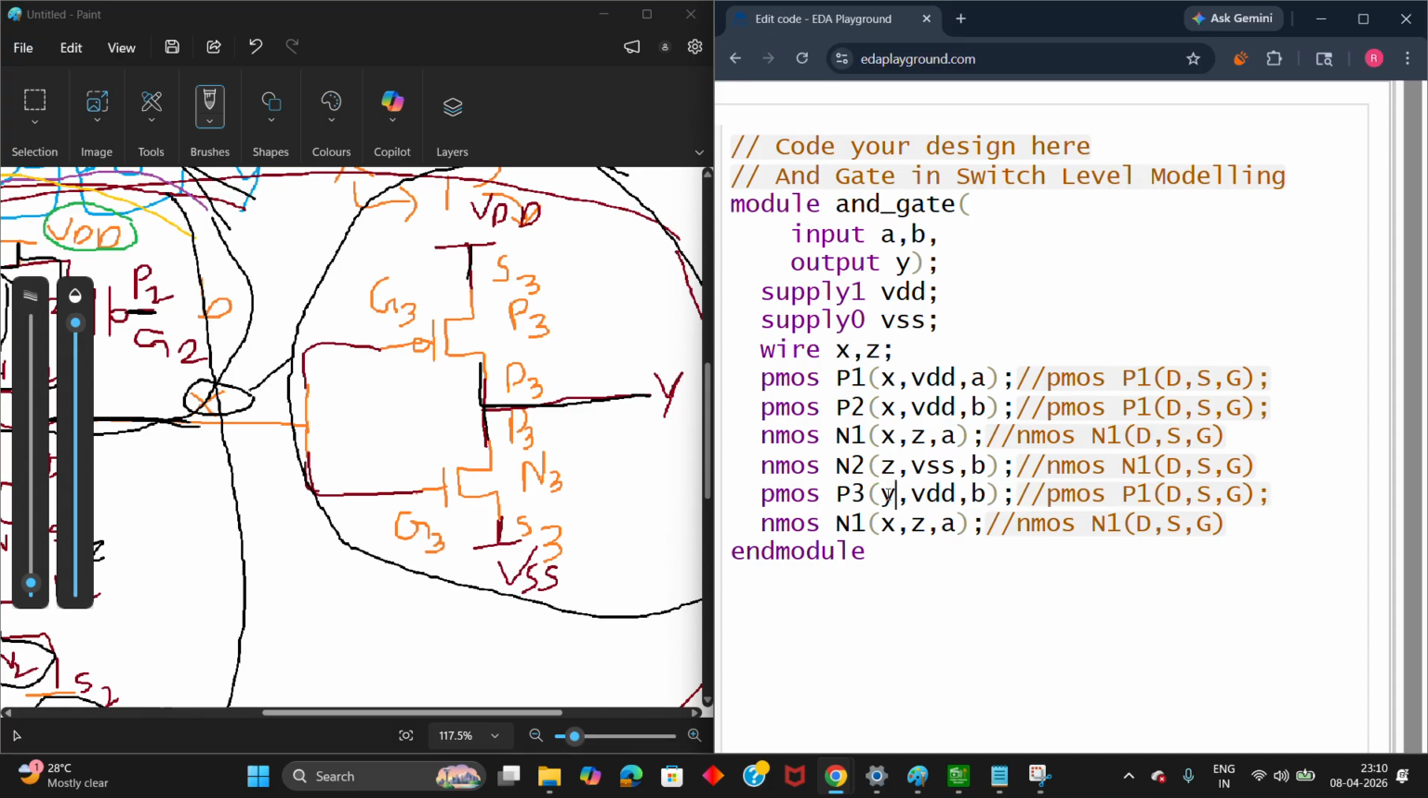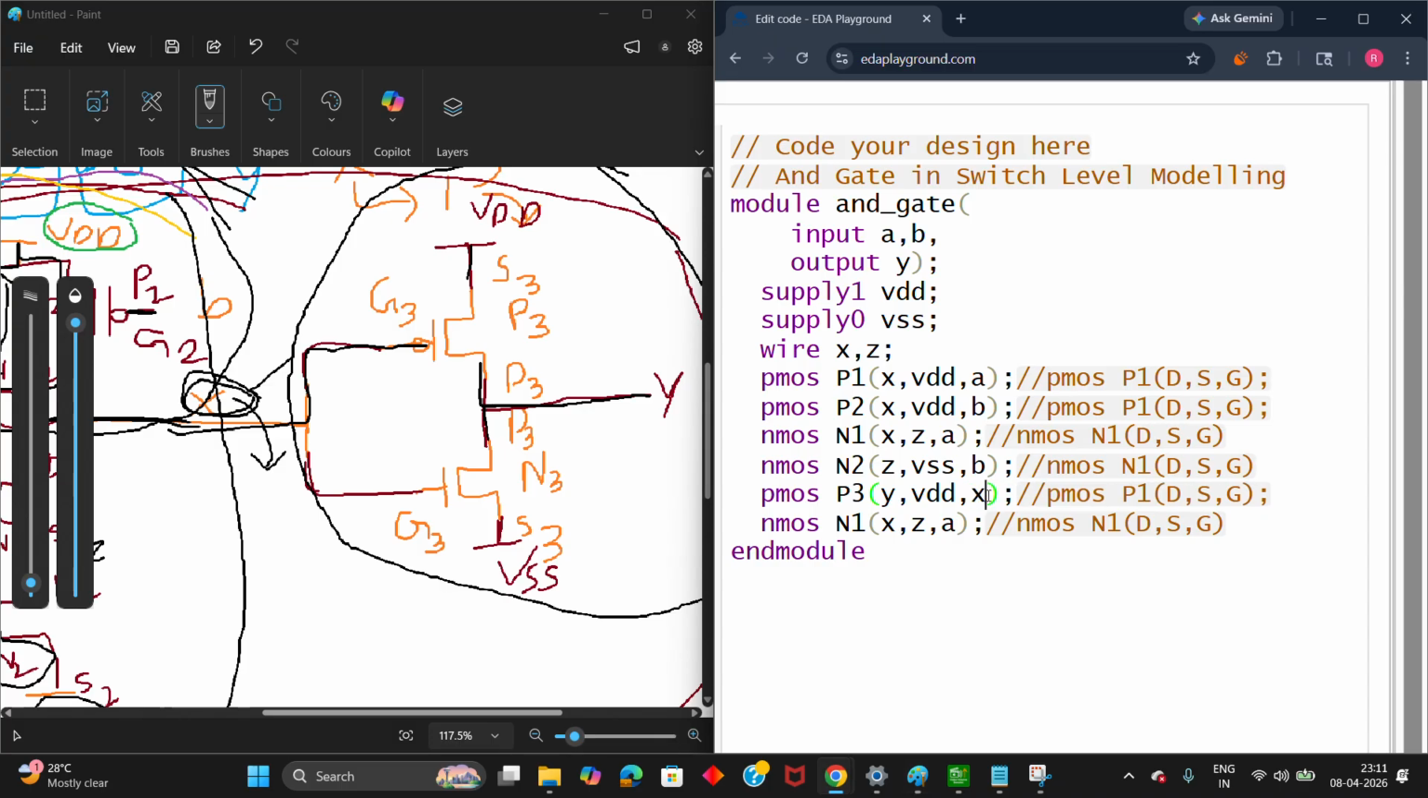Now for the source terminal of P3, what is it connected with? It is connected with the VDD. Okay, so just leave it as it is. And next, the gate terminal of P3, to which value is it connected? It is connected with the X, right? Which is the internal wire, which gives the NAND operation, right? So replace B with X.